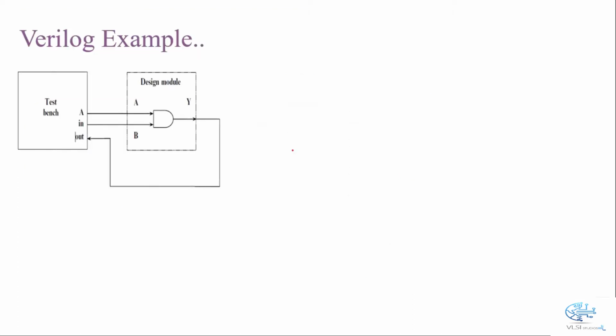Here the first thing you can see is the design module, and we are giving the input of the AND gate the names A and B and the output as Y. So this is our design module, and we have to design our test bench. It is also written in Verilog. What the test bench does is it simply gives the stimuli to the input of our design module and checks its output.